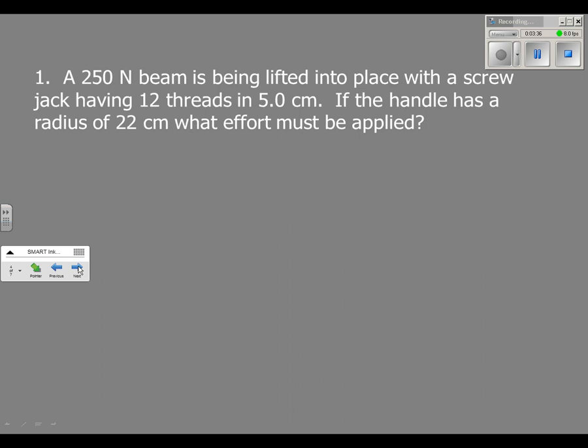Example number 1: a 250 Newton beam is being lifted into place with a screw jack having 12 threads in 5 centimeters. If the handle has a radius of 22 centimeters, what effort must be applied? It's going to be hard for me to draw on the smartboard, but I'll try and draw you a picture here of what's happening. All right, so here we've got our turning radius of r, which is from there to there. So we'll be able to calculate 2 pi r fairly easily.